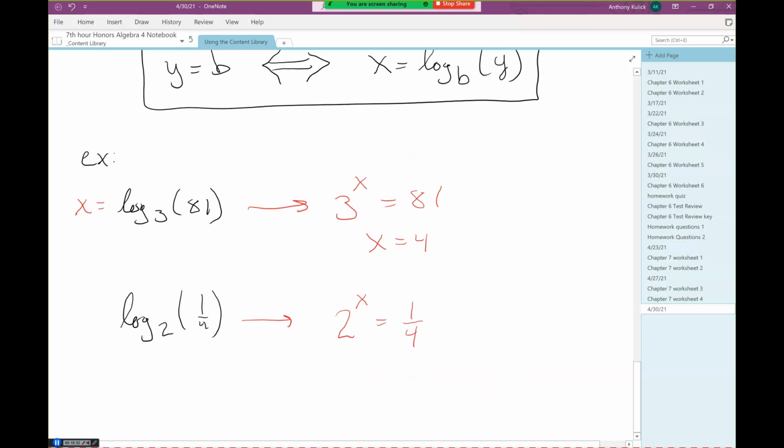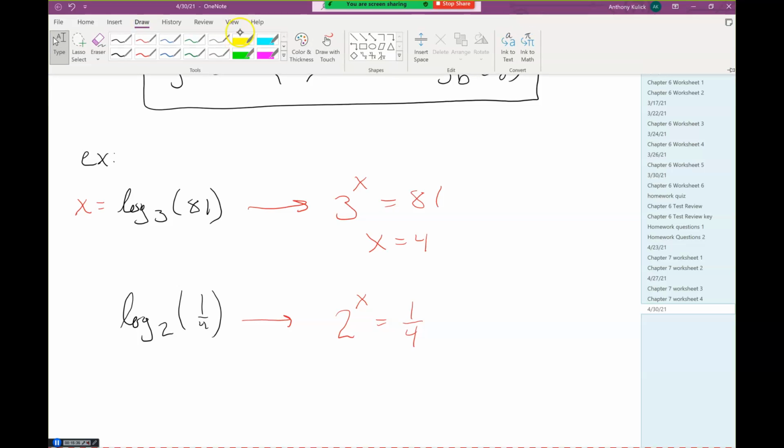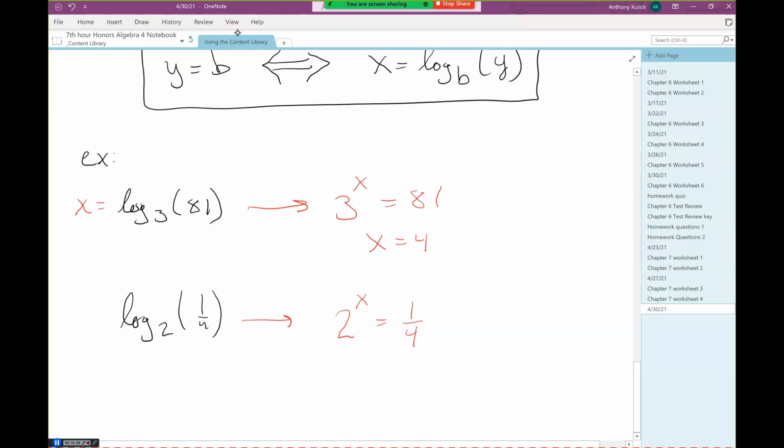So here, let's be a little bit more explicit with what we did. In the previous problem, we just kind of asked and somebody knew the answer on sight. My goal here is to rewrite 1/4 as a power of 2. Everybody okay with that notion? So I know that 1/4 is just 1/2 squared, right?